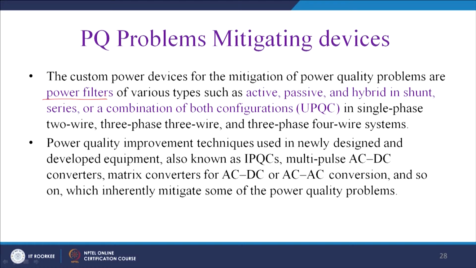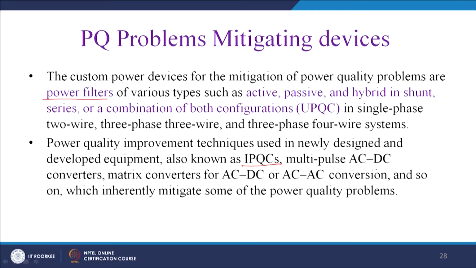There are various types of active, passive and hybrid filters, in shunt or series or combinations, and UPQC, that is the unified power quality conditioner, in single phase 2 wire, 3 phase 3 wire, 3 phase 4 wire. These are different permutation combinations. Power quality improvement techniques are used in newly developed components such as IPQC. Students are requested to refer to my earlier lectures where IPQC has been discussed in detail.